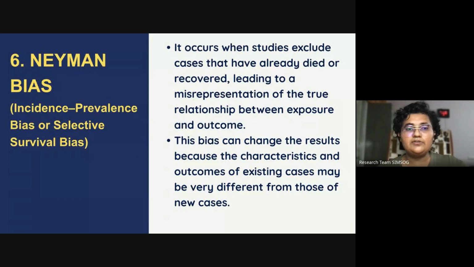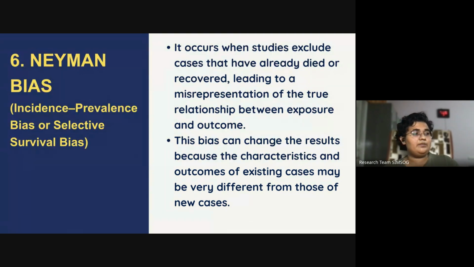Name and bias is selective survival bias. In a study, a lot of times, if it is some very severe disease, if during the course of the study some patients die or some patients recover, and we don't account for these patients and only look at the patients who had the disease from the beginning of the study to the end, that could lead to a misrepresentation of the true relationship between the exposure and the outcome. That is what is name and bias.